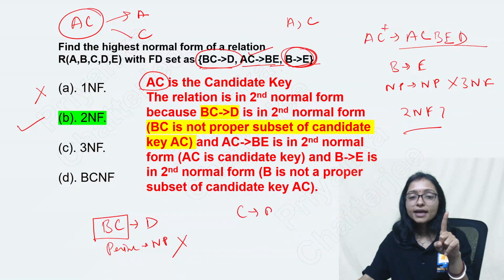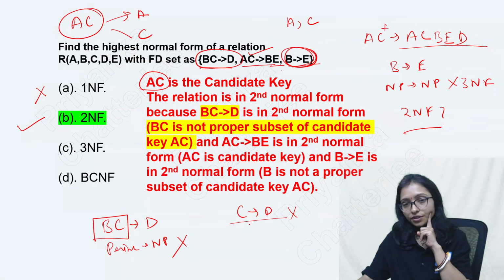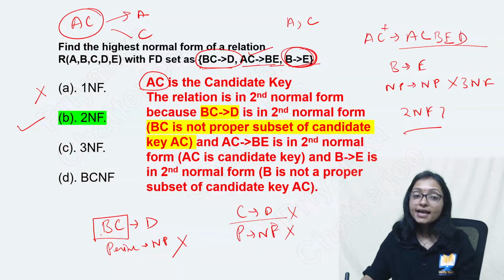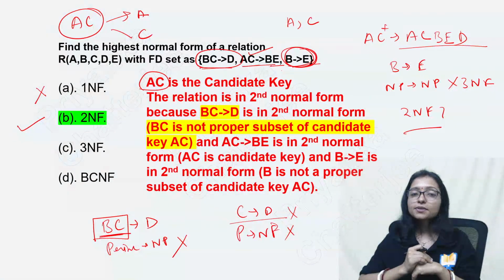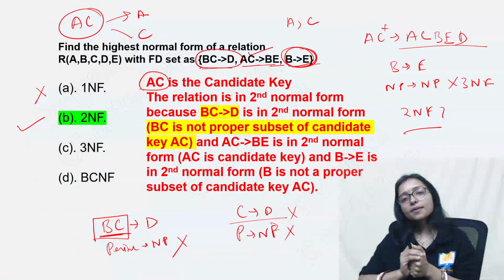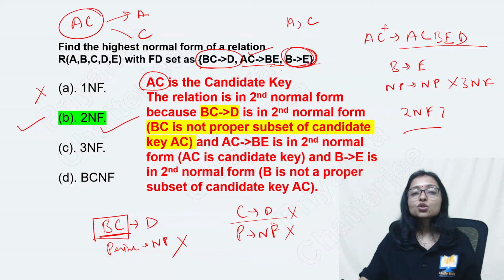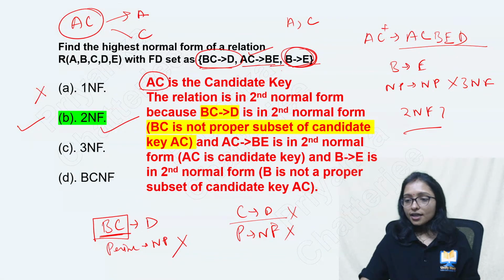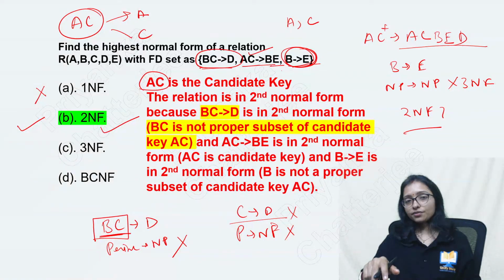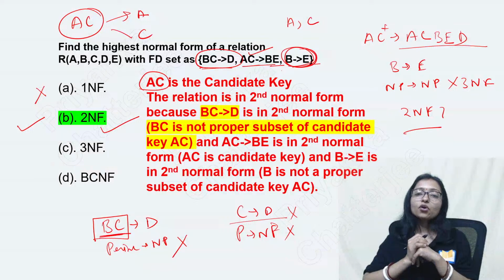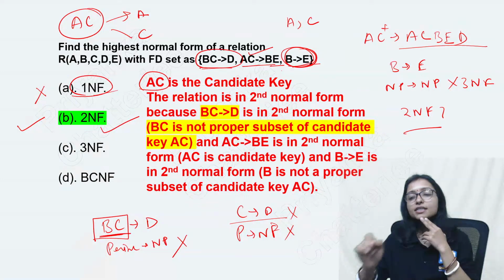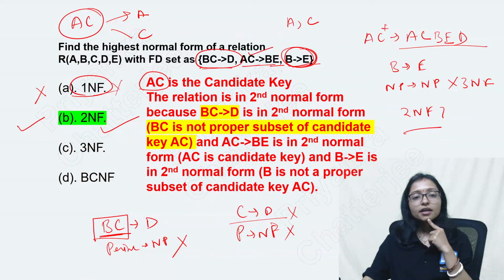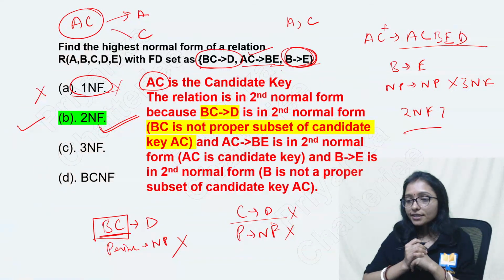If it were C implies D, then it would not be in 2NF, because that means prime to non-prime. But as B is combined with C, it is not a proper subset. As it is not a proper subset, that's why it is in 2NF. This is the reason it is in 2NF. This concept is very, very important. 99% of students will say it is in 1NF, and that is a wrong answer. It is in 2NF. Got it?